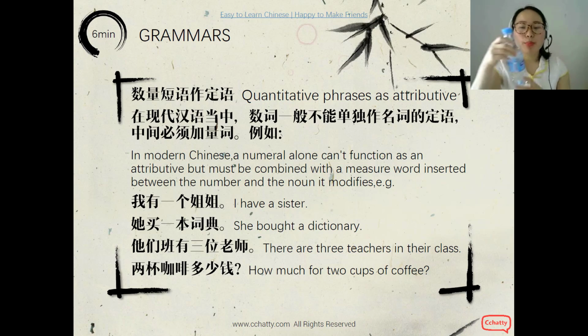And one bottle of water, we can't say 一水. Okay, 一瓶水. So there must be a measure word between the number and the noun. Okay. So let's say the sentence.